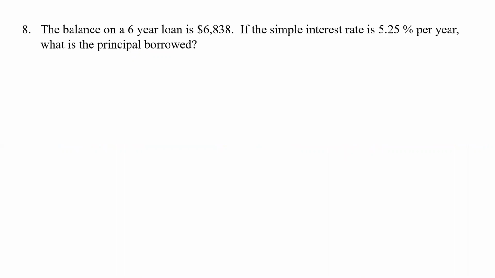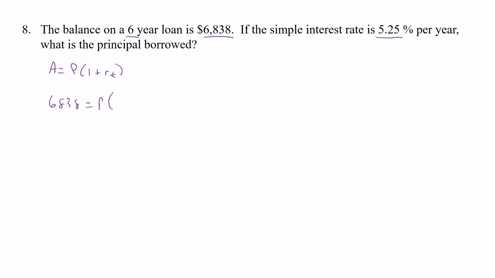All right, so this one says the balance on a 6-year loan is $6,838. If the simple interest rate is 5.25% per year, what is the principal borrowed? Okay, so this is another one where we have A equals P times (1 plus RT). We know time, we know A, we know the percent, and so what we're looking for in this case is P.